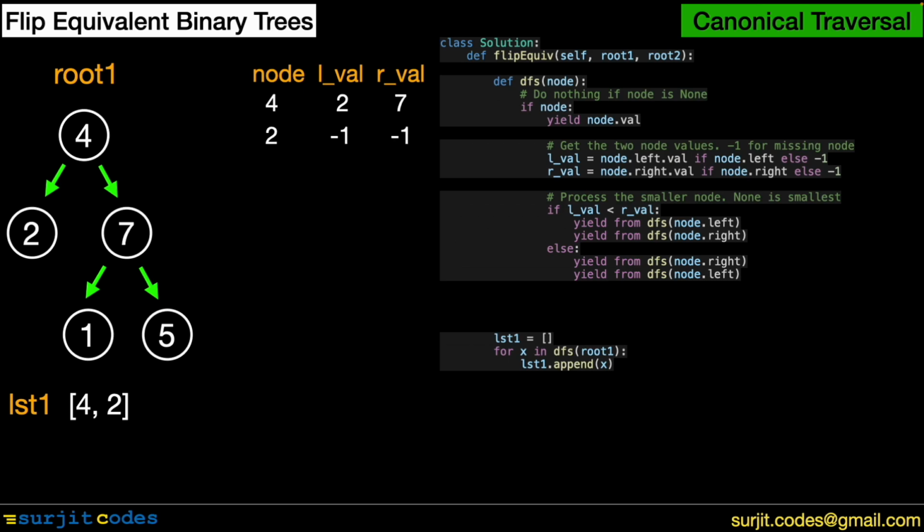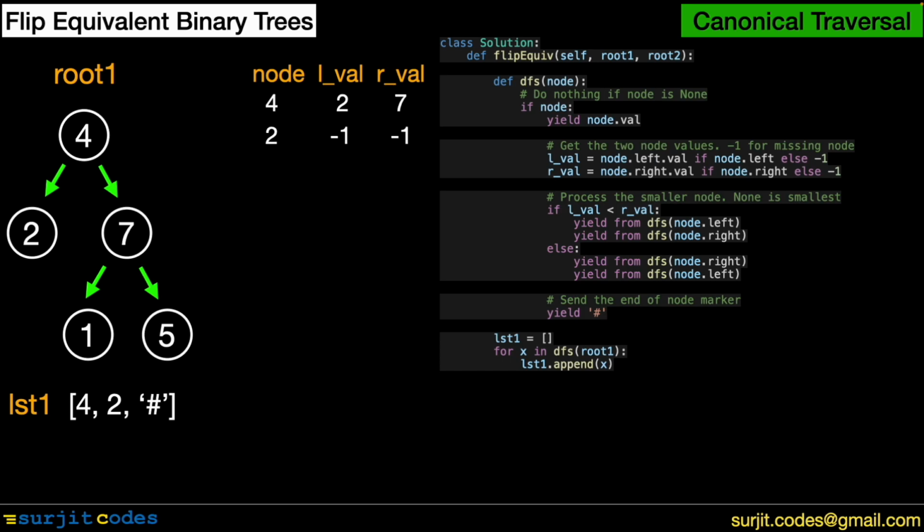Both the child nodes of 2 are None, so their values are -1. The next call gets None as node. However, the DFS function works only if node is not None, so it comes out without yielding anything. The right node is also None, which also fails to yield any value for X.